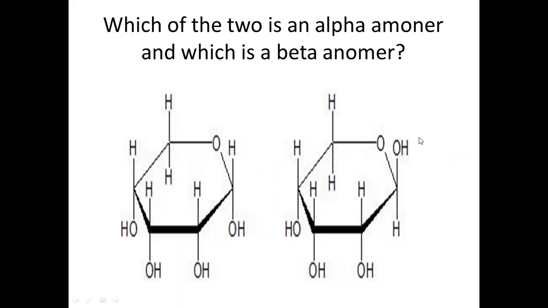Because the hydroxyl group is above the plane. So this one is beta. So we are determining beta and alpha, right? Okay.